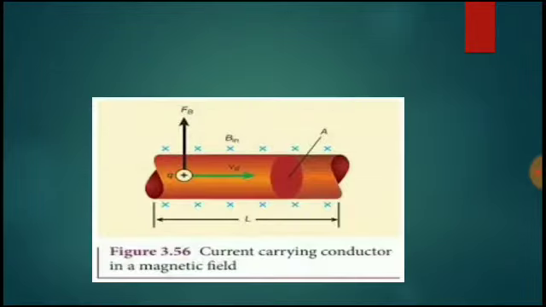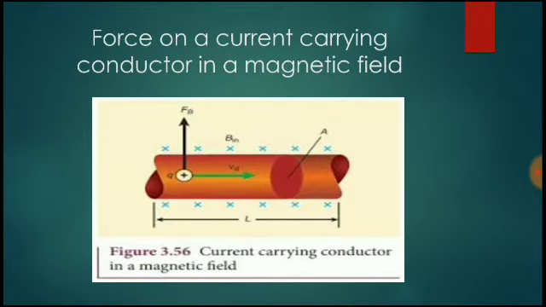Students, now I'm going to take the topic: force on a current carrying conductor in a magnetic field. Okay, so which force? Magnetic Lorentz force. We know that the magnetic Lorentz force F is equal to Q V B sin theta. We already discussed how to produce a magnetic Lorentz force.